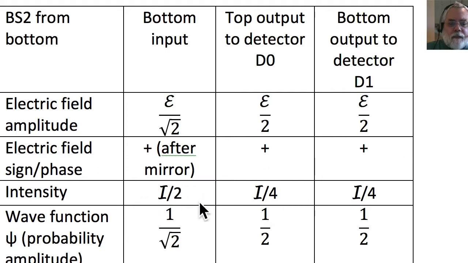Now the intensity is proportional to the electric field squared. The intensity was I over 2 in the bottom path. If we take E over 2 and square it, we will get I over 4. So indeed, in this case, the beam from the bottom path has split equally, split in half.